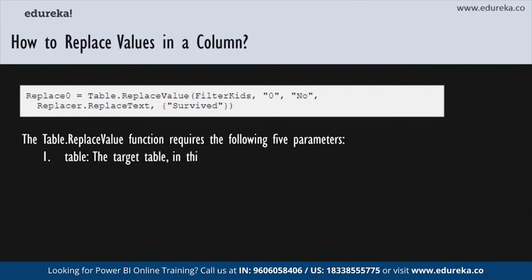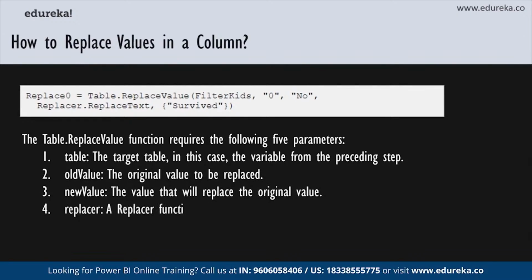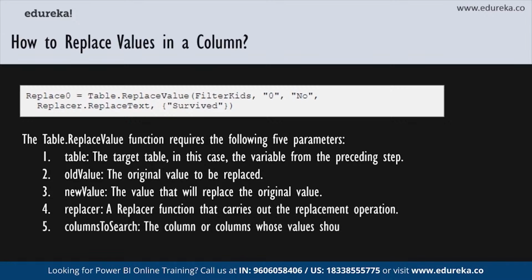Now, the table replace value function requires 5 parameters in total. First, you have the table, which is the target table, in this case, the variable from the preceding step. Second, you have the old value or the original value, which has to be replaced. Then you have the new value, which you will replace the old value with. Then you have a replacer that carries out the replacement operations. And finally, you have columns to search, now, the column or the columns whose values should be replaced.